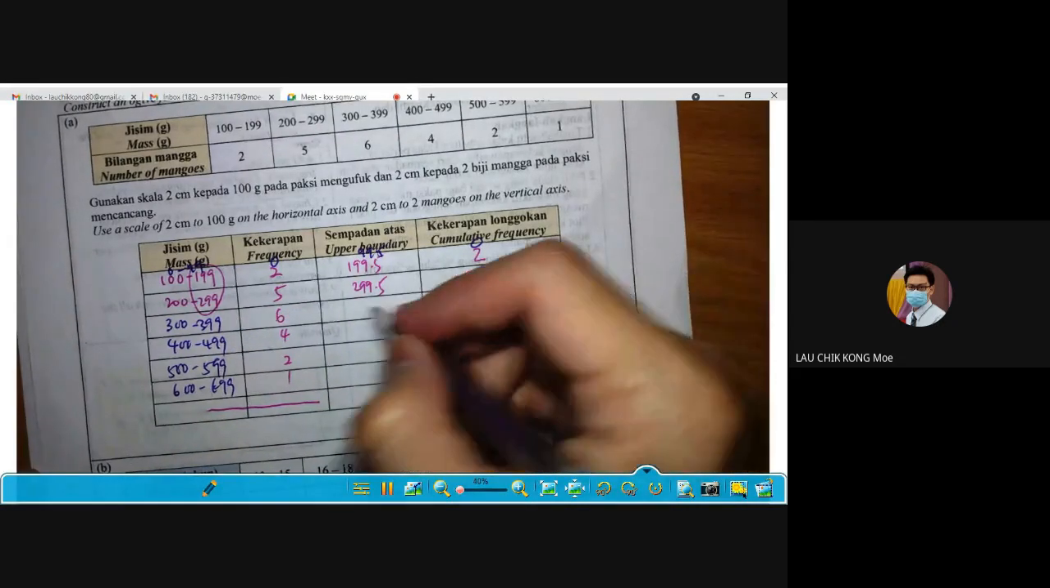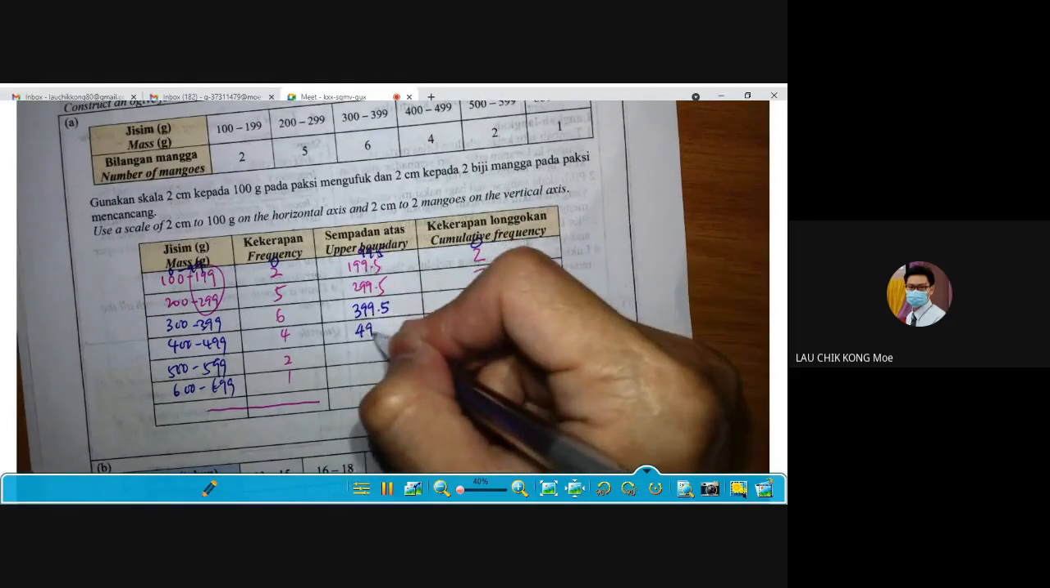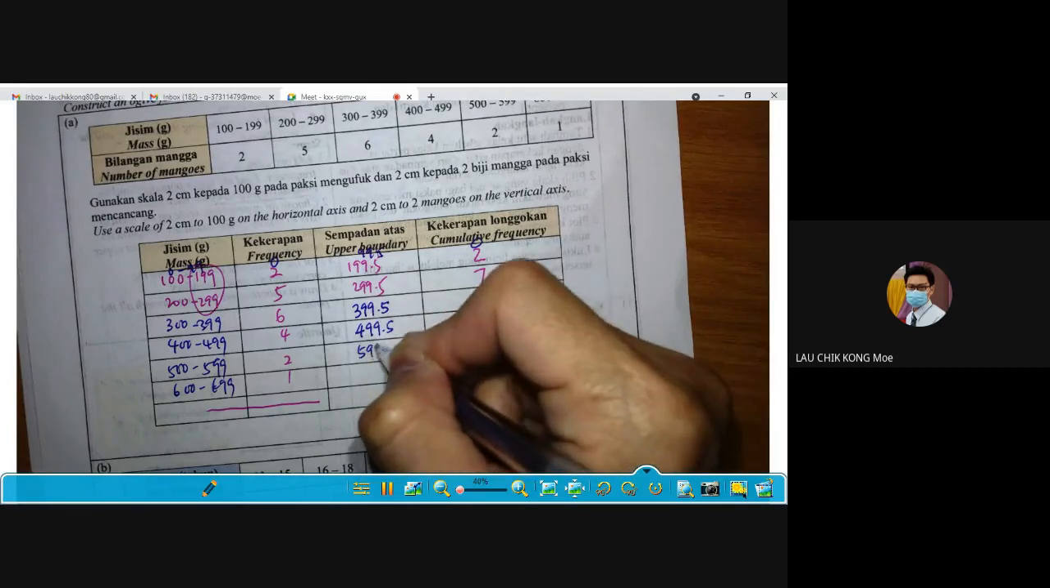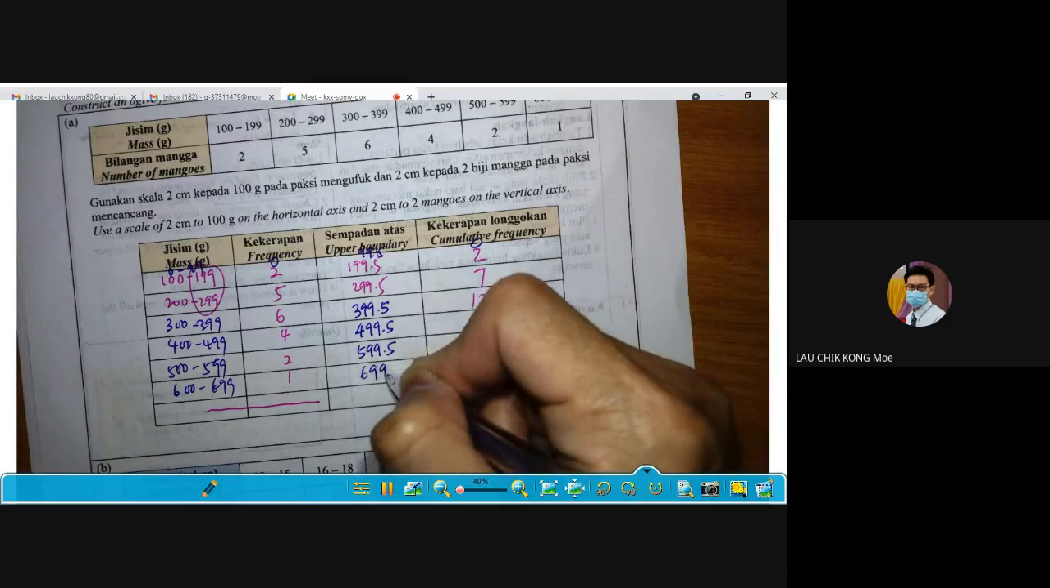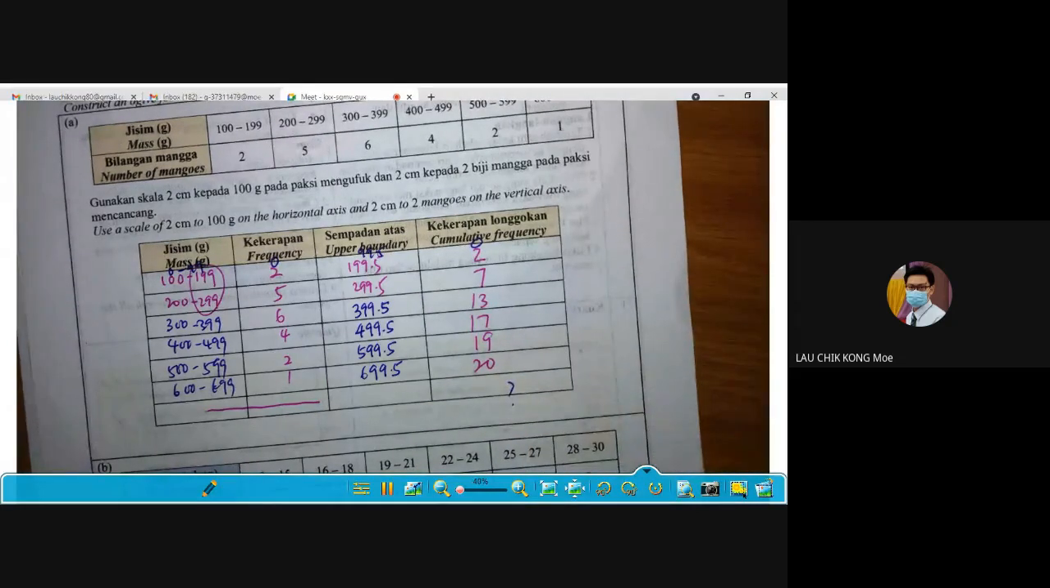Upper boundary 199.5, 299.5, 399.5, 499.5, 599.5 until 699.5. And then we also calculate the cumulative frequency. Actually, we need to add one row before, right? That's why this is left empty, because we need to add from 0. Later on, we put 0. All these go down one row. And then the cumulative frequency is 2, 7, 13, 17, 19, and 20.